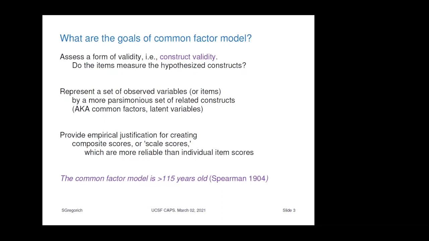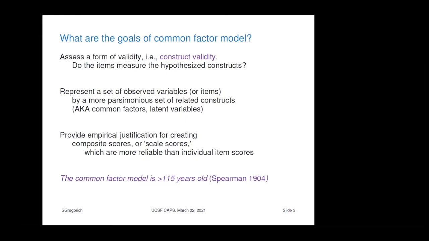But in addition, more secondary goals are to have some kind of data reduction, a more parsimonious set of constructs, and to provide empirical justification for creating composite scores, which are more reliable than individual item scores. So these are important secondary goals, but the primary goal is construct validity.